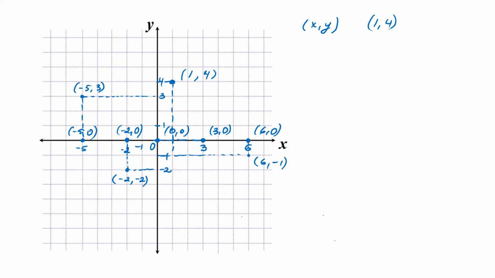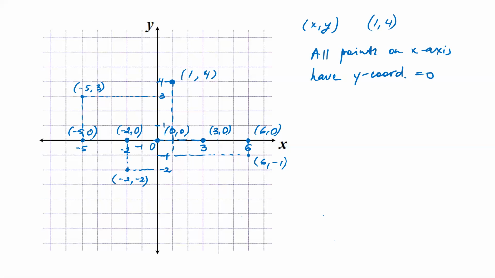So we can actually generalize that every point on the x-axis, or all points on the x-axis, have a y coordinate that is equal to 0.